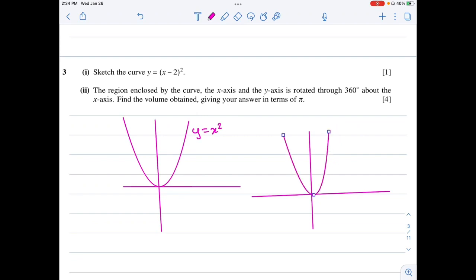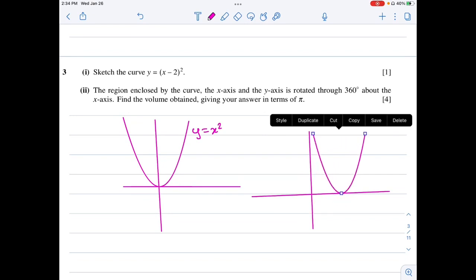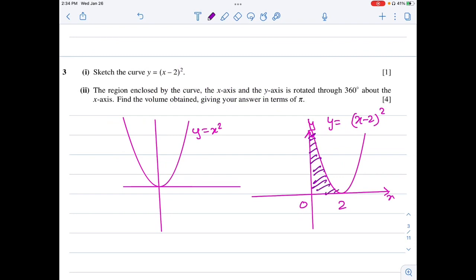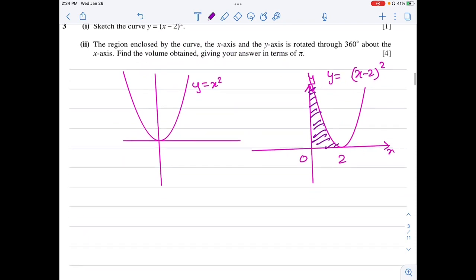So what am I doing? I am moving the graph. So over here, this becomes (x minus 2) whole square. X-axis, y-axis, and origin. The region enclosed by the curve and the x-axis and y-axis is rotated 360 degrees about the x-axis. Find the volume. So I extend this one and the region. This region is rotated 360 degrees about the x-axis. What's going to be the volume?